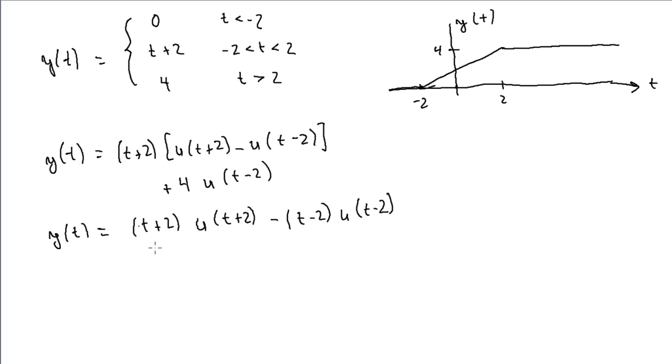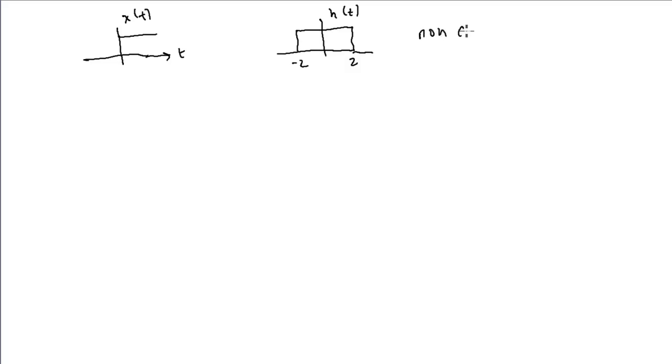Couple of other notes here. This particular case, if you recall, x of t was just a unit step. h of t actually looked like this. And recall, h of t represents the response to an impulse at t equal to 0. So in this particular case, the impulse response starts before the impulse arrives. So this is an example of a non-causal system.